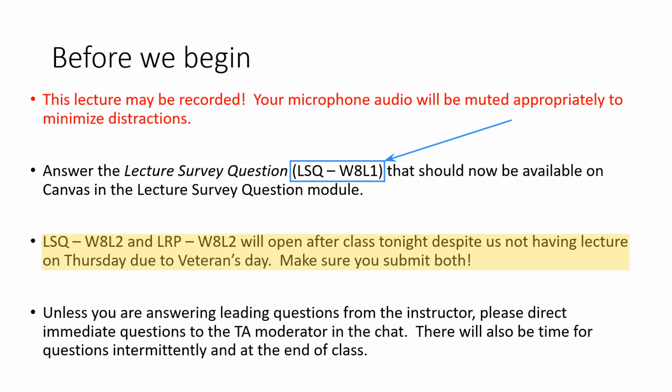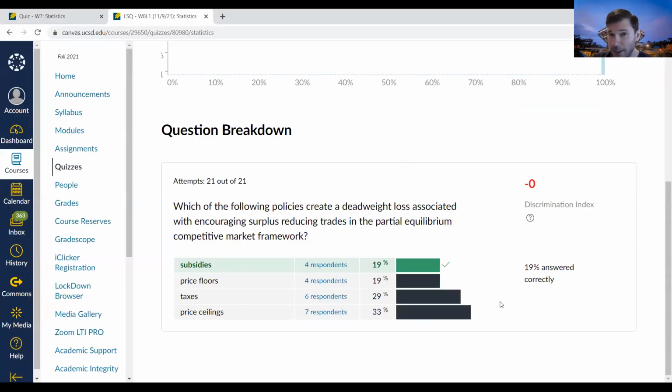Right, let's go ahead and kick things off with this lecture survey question to start the day. The question was asking about policies that are creating inefficiencies or deadweight loss in a perfectly competitive market framework. This is really a review from some Econ 1 material that you'd seen a while back, but about 20% of the class got this right: subsidies actually encourage agents to trade in a market where otherwise they would not be trading, in a way that causes an inefficiency.